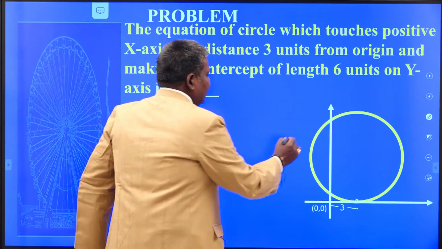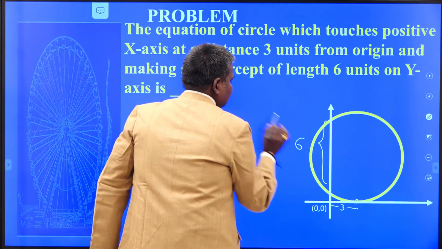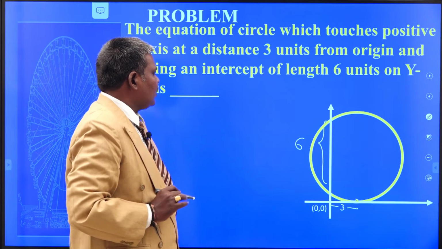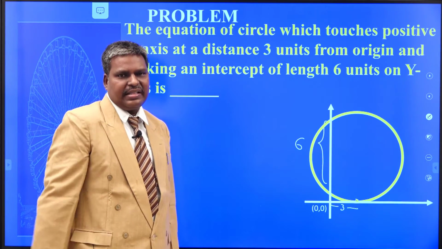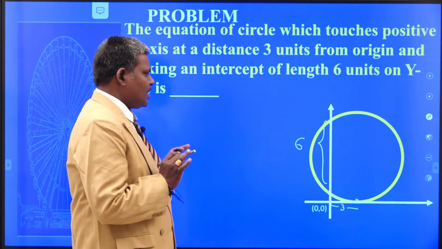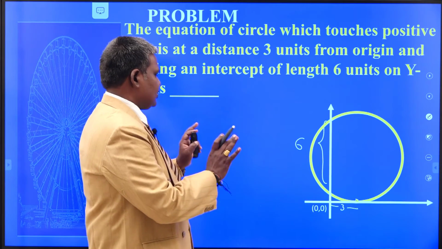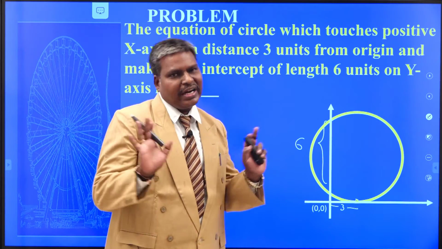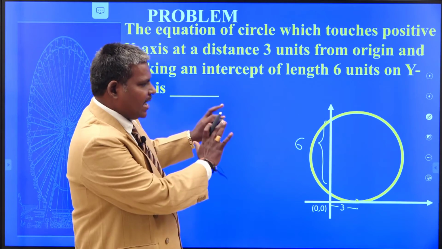And the length of the y-intercept is also given to you. This is how much? 6 units. This is 6 units. Okay. Now, once you know the center and radius, you can write the equation of the circle. There are so many methods. Let x² + y² + 2gx + 2fy + c equal to 0 be the required equation of the circle. Apply the conditions: the length of the y-intercept is 6 and substitute (3, 0). We get the answer. But we will answer with the help of the diagram itself.